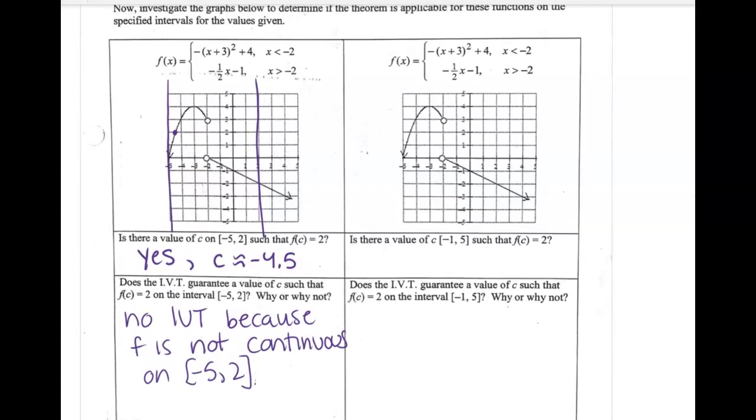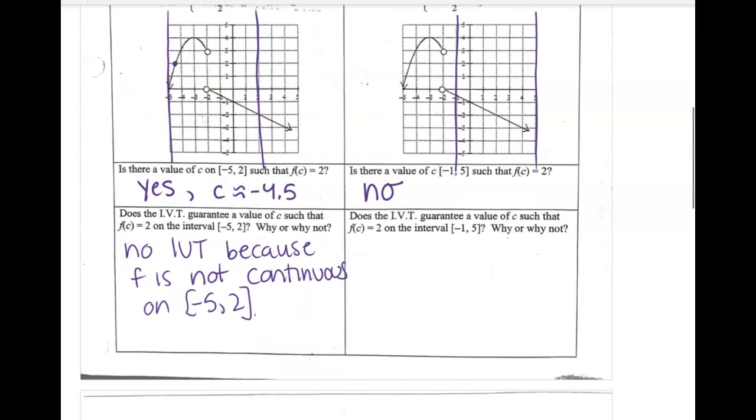For the next one, same graph, we're looking for a value of C on the interval from -1, again the intervals are x's, to 5. So is there a value such that f of C is 2? No. Does IVT guarantee it? I mean, hopefully not, because it doesn't exist, right?